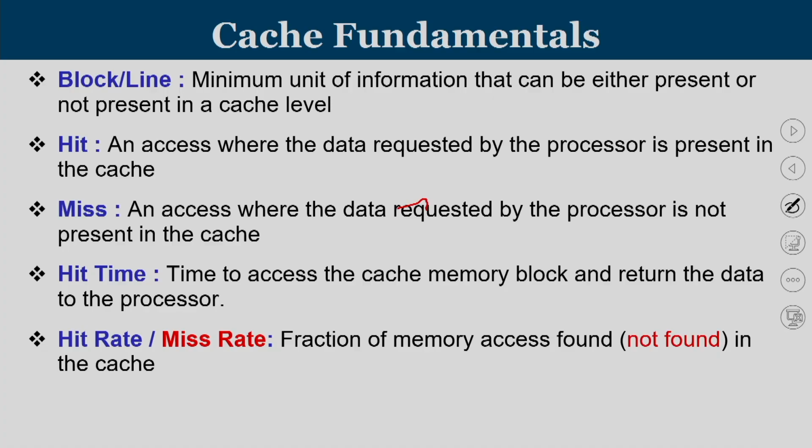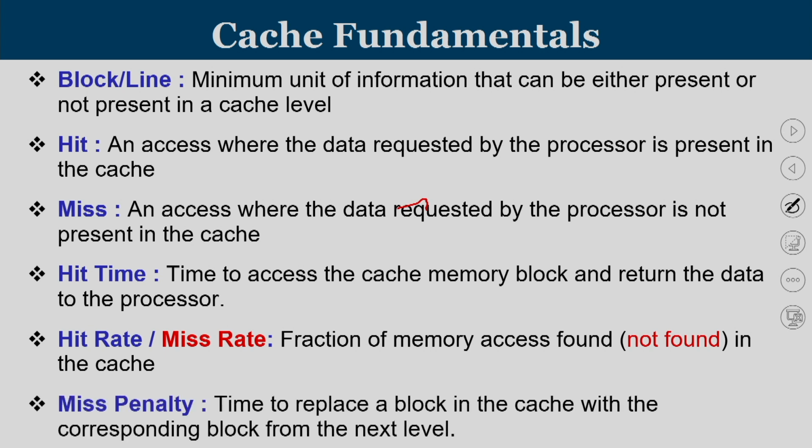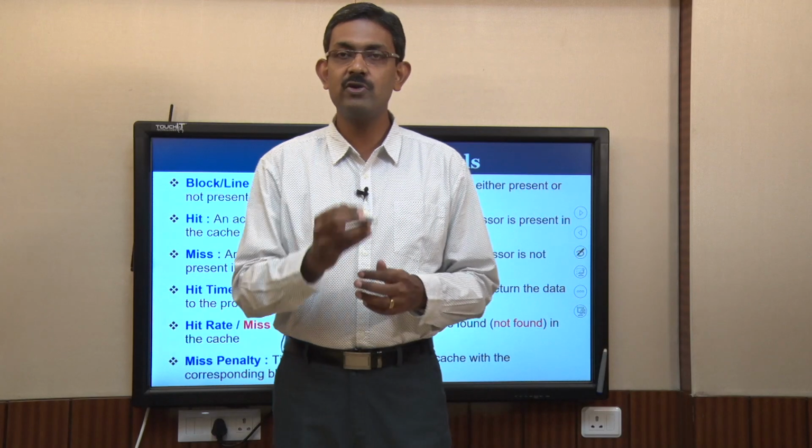And hit rate or miss rate: the fraction of memory accesses found in the cache is called hit rate, and the fraction of memory accesses which are not found is known as miss rate. And miss penalty is the time to replace a block in the cache with the corresponding block from the next level. So, this is going to be the sequence.